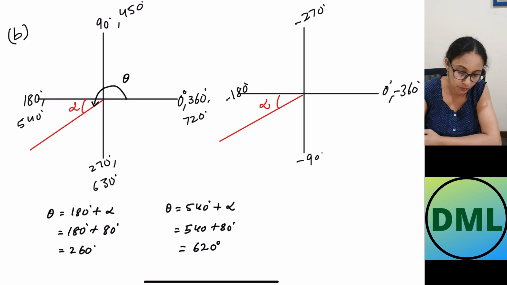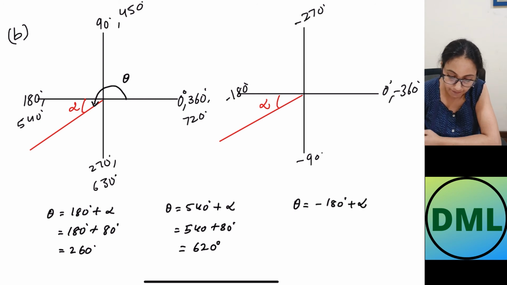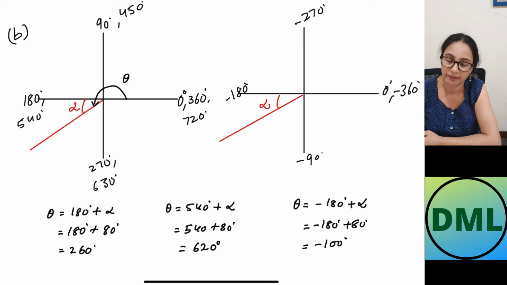Now I have to go in the clockwise direction till minus 360 degrees. If I take one round here, and this is my basic angle alpha here. To get the angle here, this is minus 180, I need to add alpha. So let's write it here. Theta will be given by minus 180 degrees plus alpha, which is equal to minus 180 degrees plus 80 degrees, which is equal to minus 100 degrees. That will be my answer.